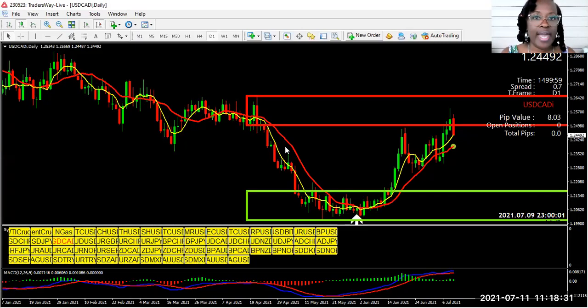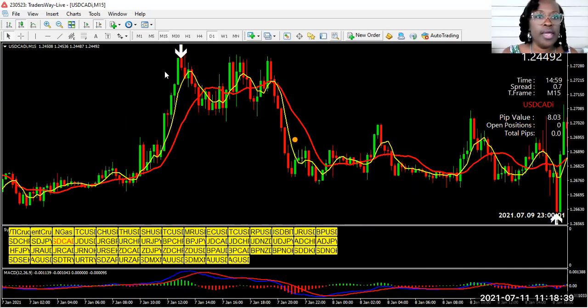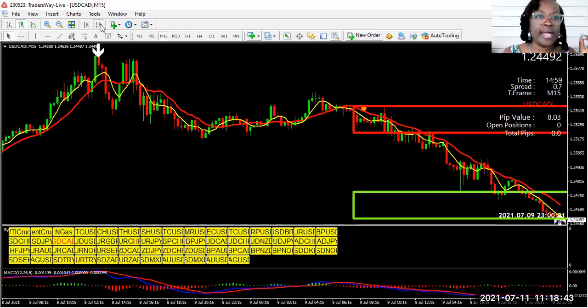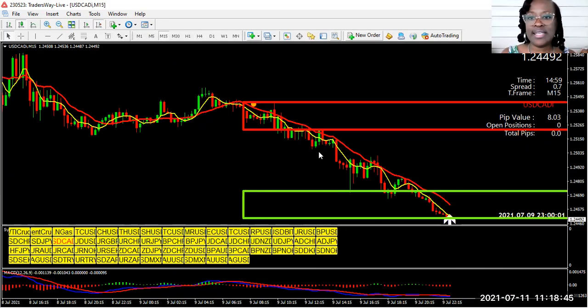All righty, so on the daily, we're looking for buys. Why? Because my big arrow says we're bullish as a trend. So I'm going to go down to my 15-minute, and I'm looking for price to be inside of the demand zone. Now, price is inside of the demand zone. However, all of our criteria has not been met yet.